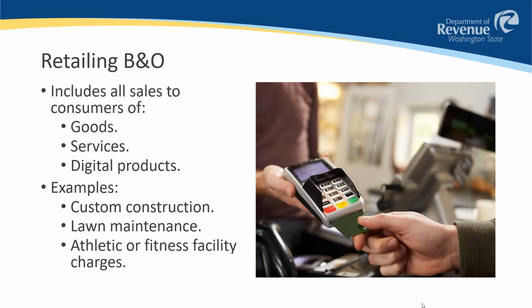Examples of retail services include construction, landscaping and lawn maintenance, and photography. Retailing B&O tax is also due on sales of digital goods, such as movies and music, and digitally automated services, such as online multiplayer games.